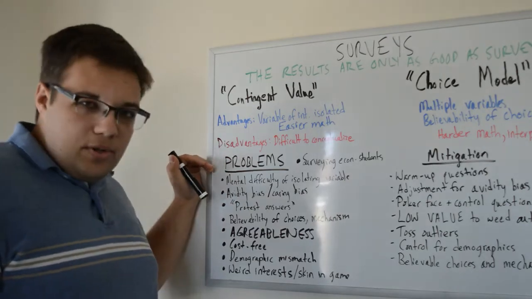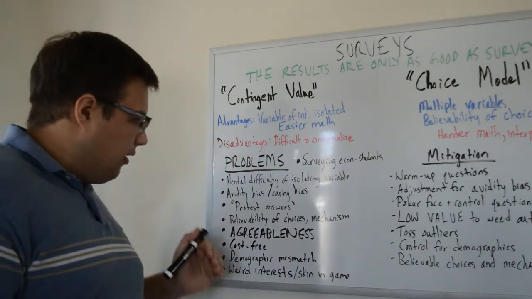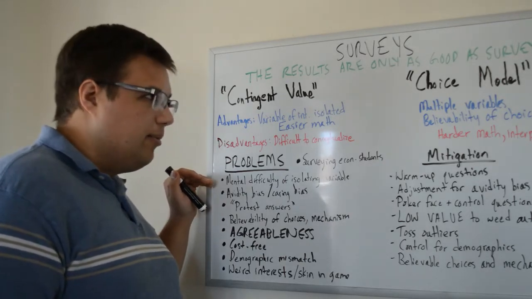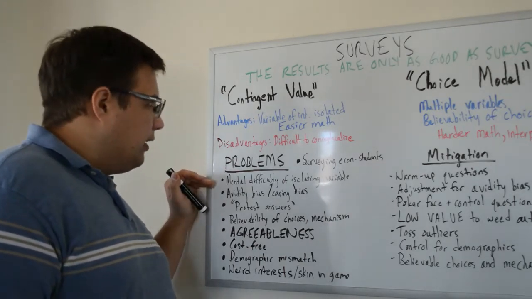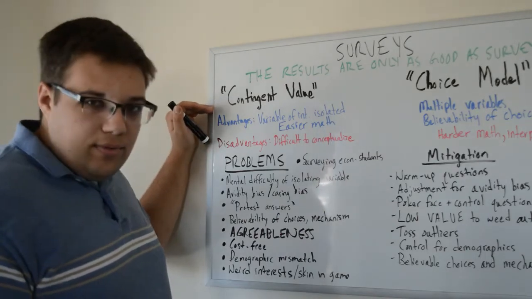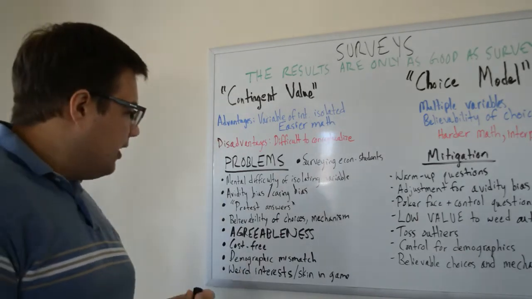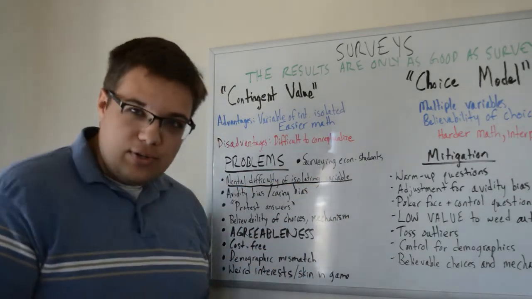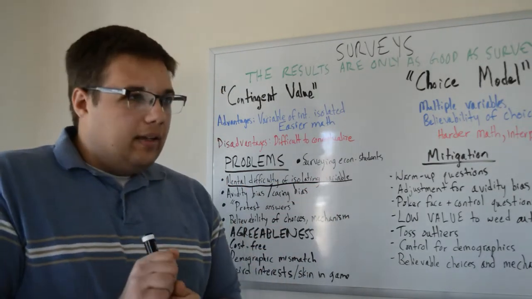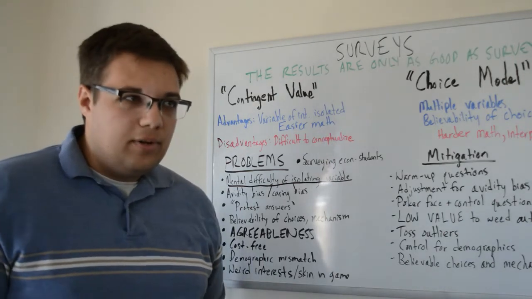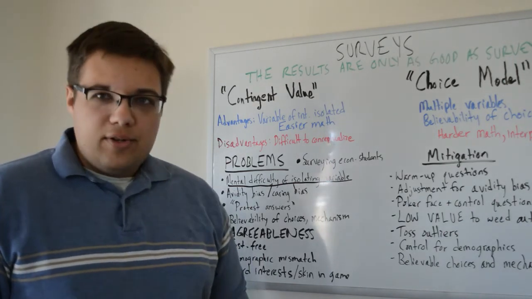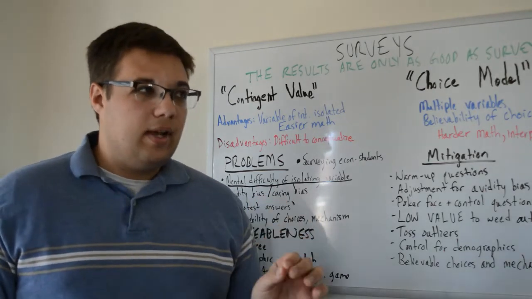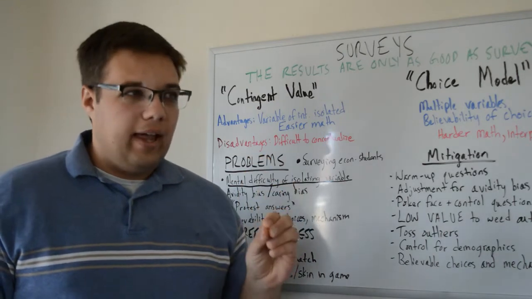So some problems just overall with surveys here. Number one is the mental difficulty of isolating a variable. And this is really kind of specific to contingent value. So let's assume again that we're in the Smokies, because Bethany and I like going there a lot, so let's just assume we're back there. And we're in Cades Cove, and the surveyor says, how much value would you place on seeing only half as many tourists here?